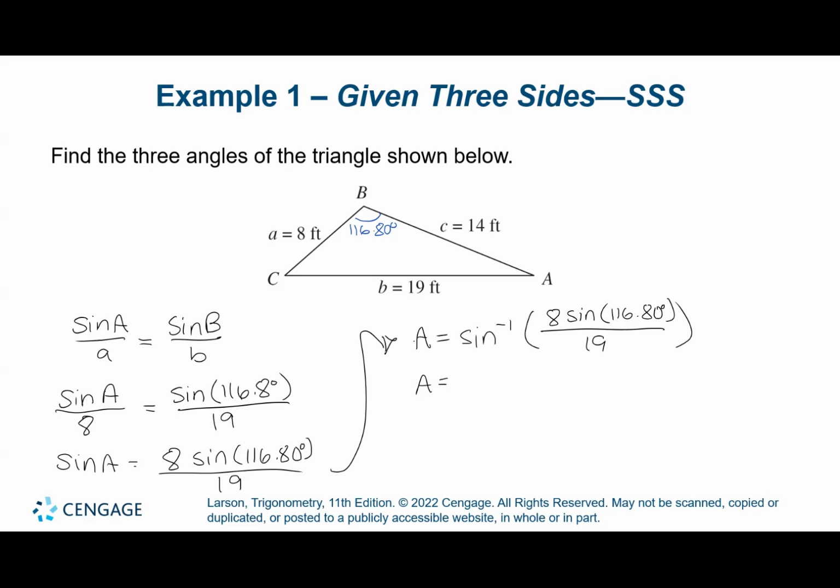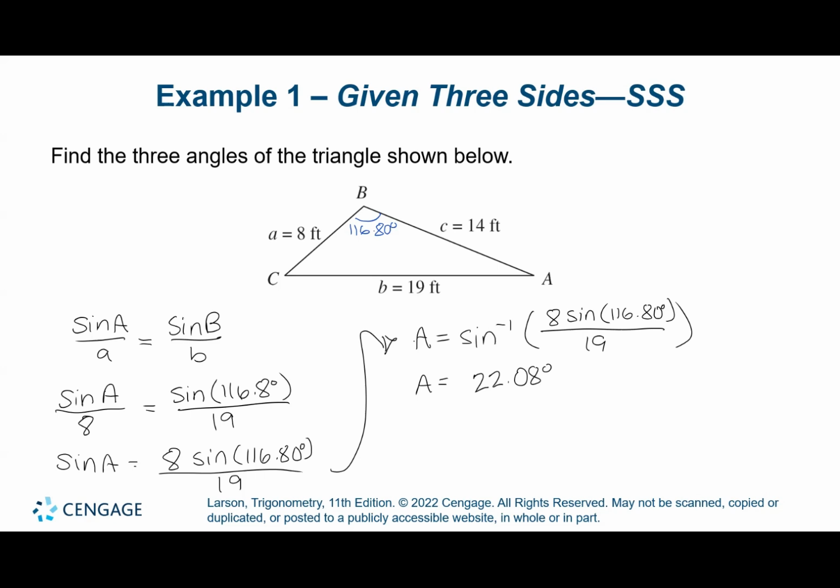Another helpful fact is that a triangle is only going to have one obtuse angle. So I know that this angle A that I'm trying to find should not be obtuse. It must be an acute angle. So angle A is 22.08 degrees if I round it to the nearest hundredth.